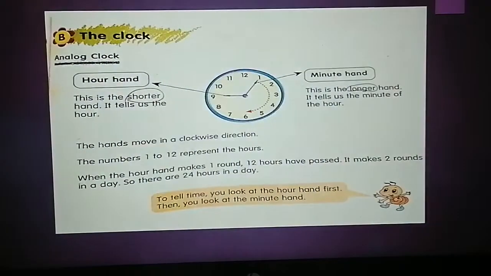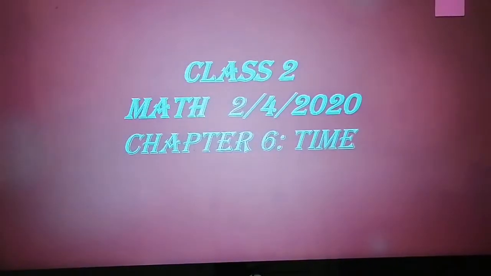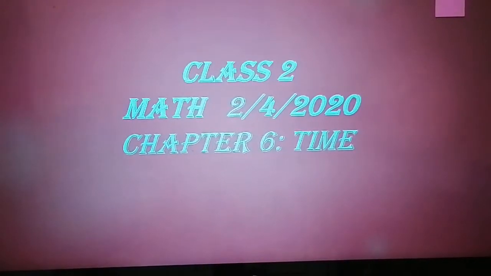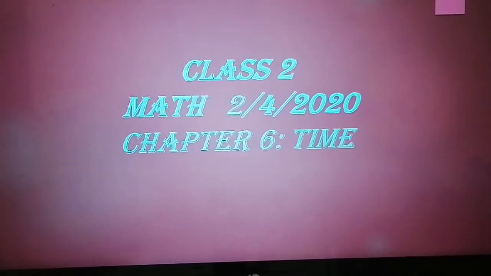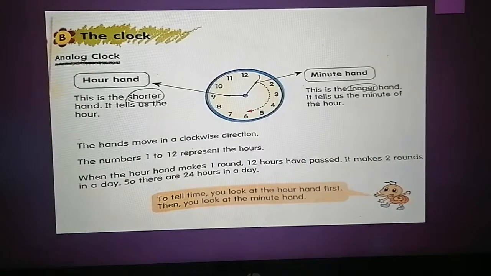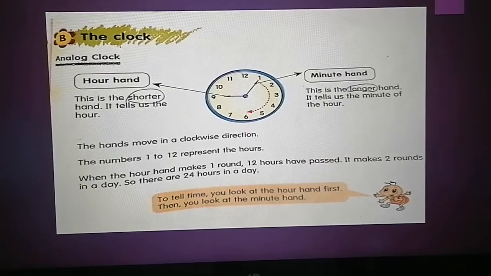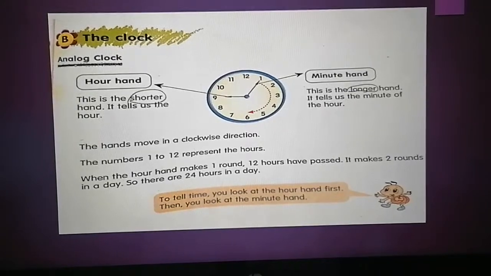Yeah, let's start. This is the maths lecture. Today we are going to take the topic time. Yesterday we did the introduction and I told you there are two kinds of clock, analog and digital. So here we will see the clock. In this picture you can see there is an analog clock. I told you yesterday that the analog clock has hands, but the digital clock has only digits.